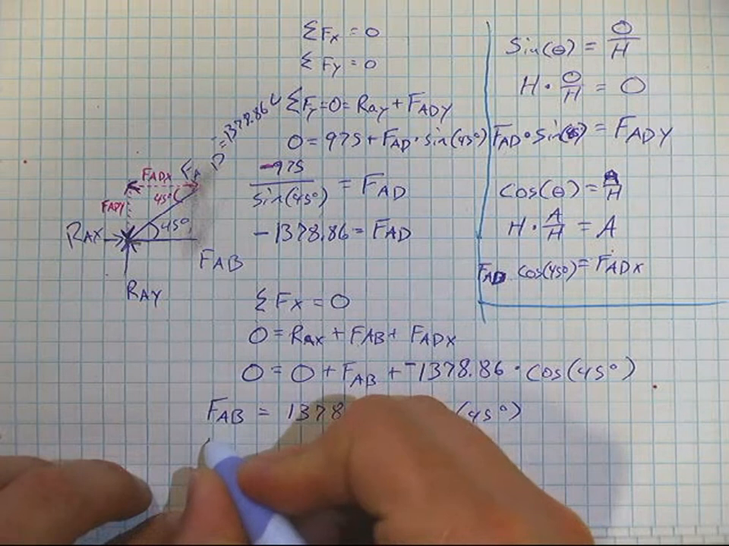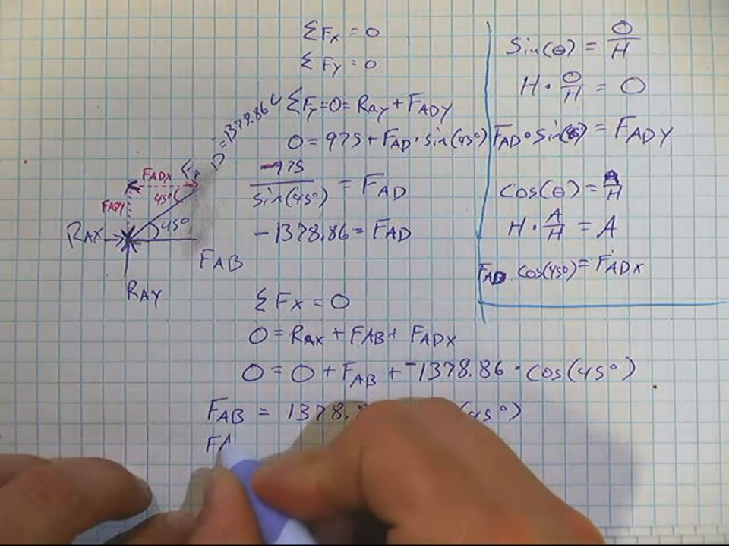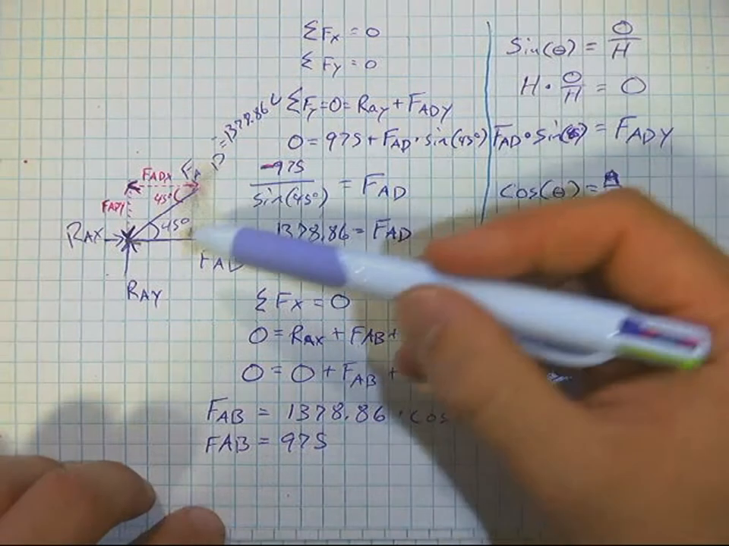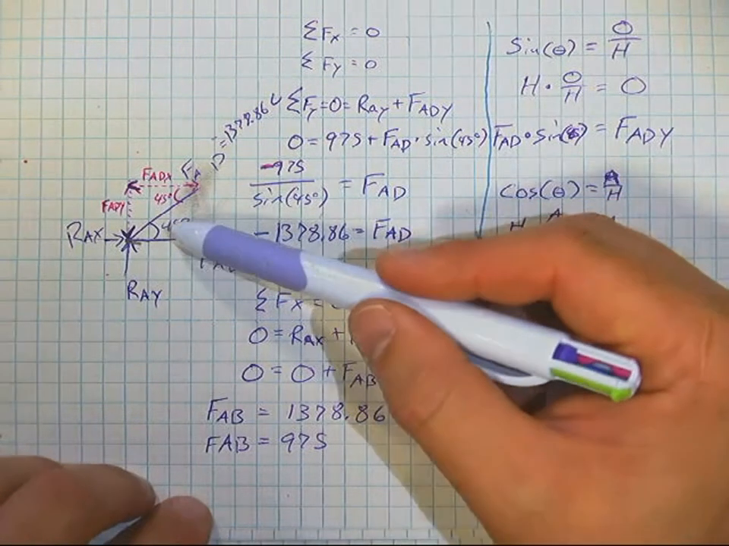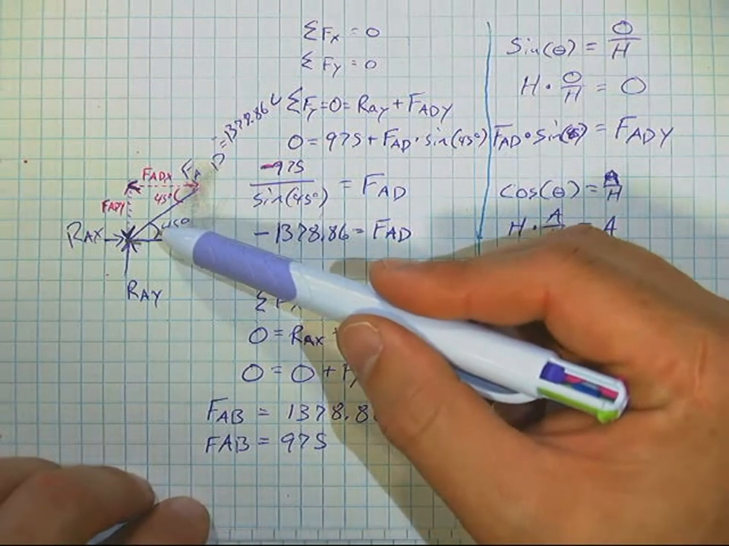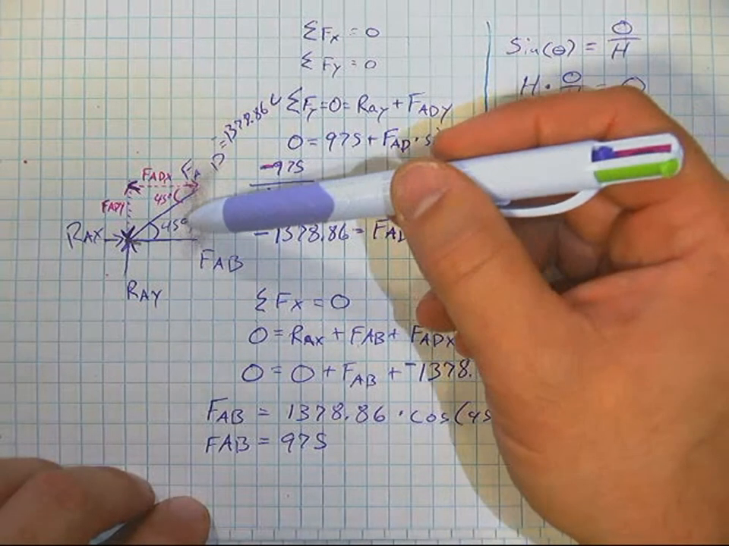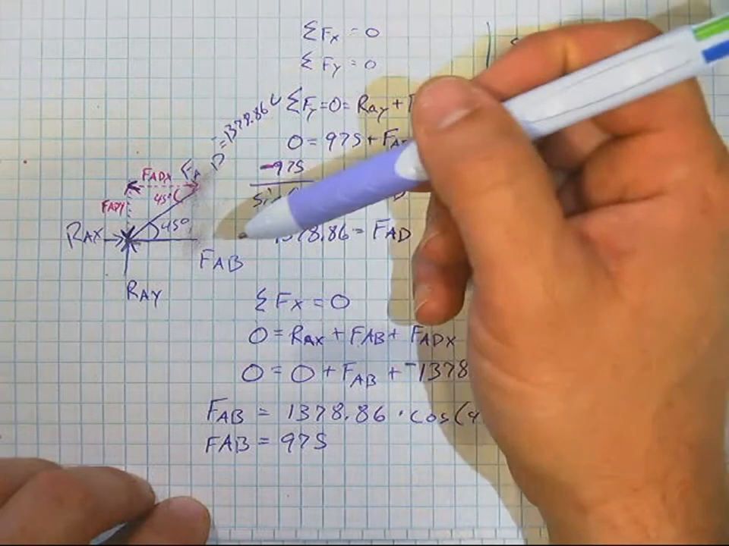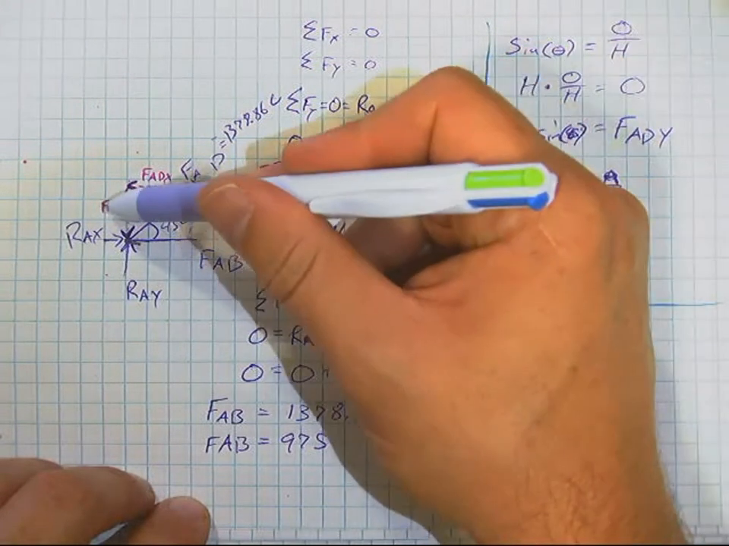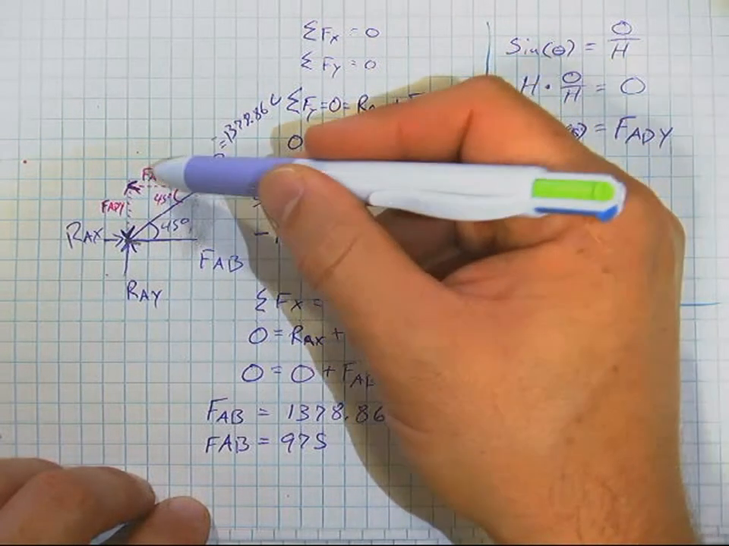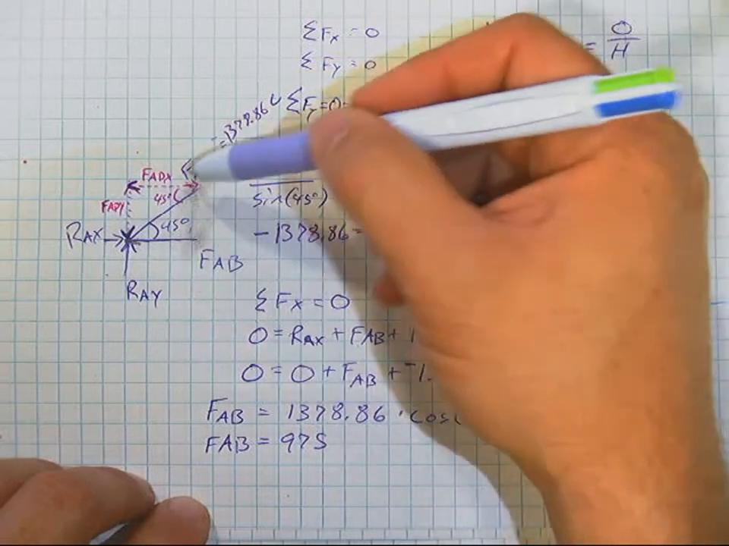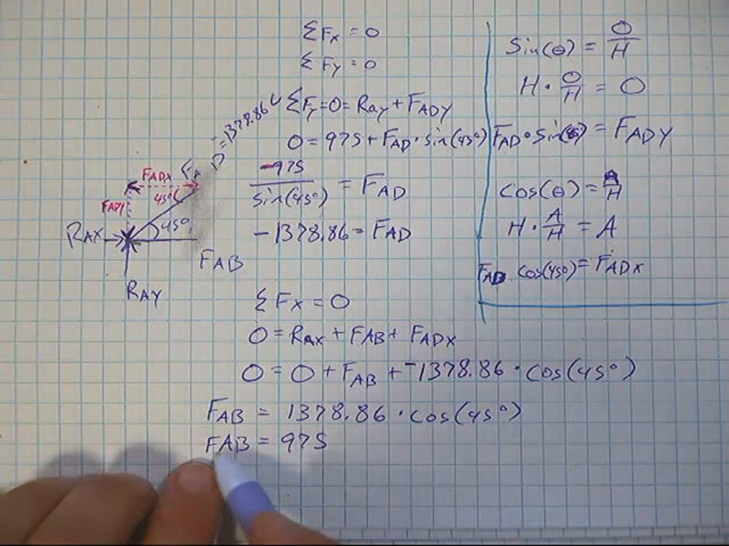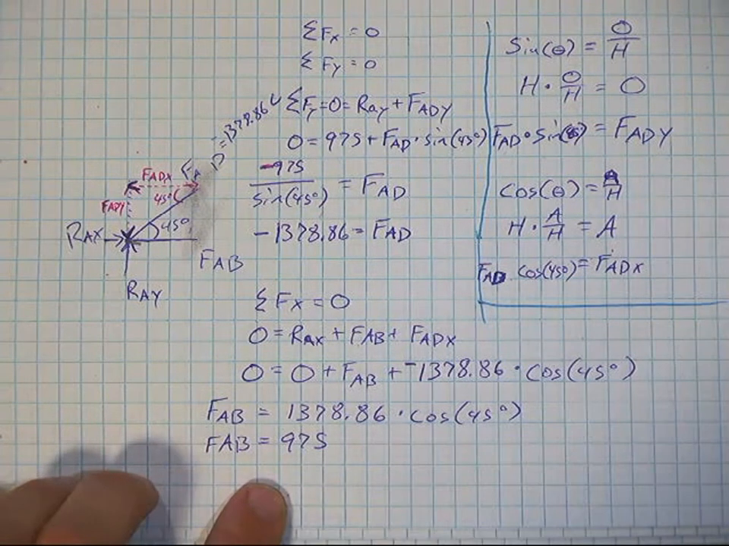So FAB equals 975. That's exactly as we would have expected, because 45 degrees means this is an equilateral triangle. If we were just solving for the two sides, we would expect FADY and FADX to be identical. So in fact, FAB ends up being 975.